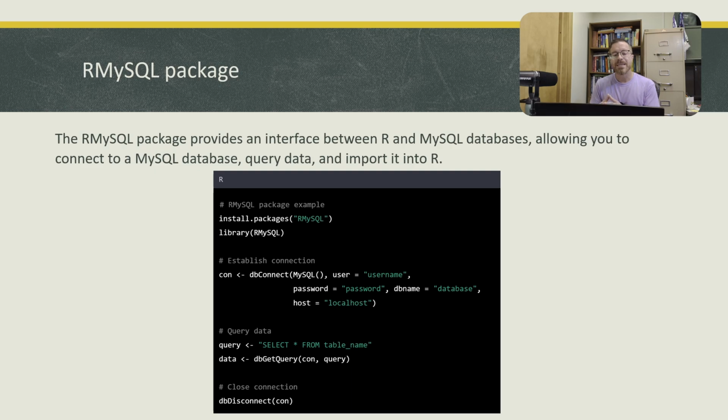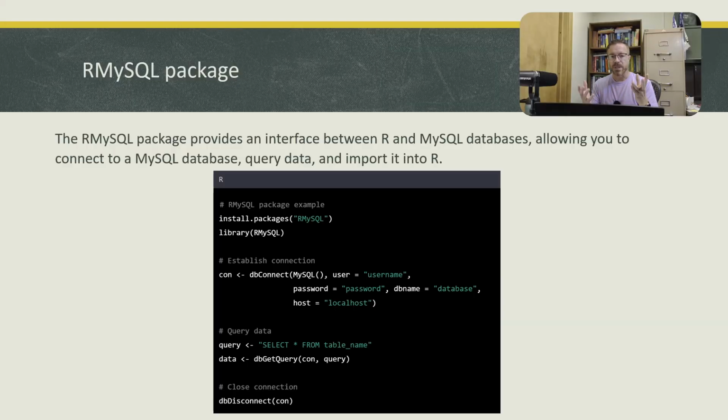Then we have the RMySQL package. The RMySQL package provides an interface between R and MySQL databases. This will allow you to connect to a MySQL database, query the data, and import it to R. Now this one is going to be a little more complicated because you're not pulling in a file like you would with the other imports we've looked at. What you're actually doing is connecting to a MySQL database, meaning the data is on the database. You are then going to query the database, ask it for specific information, and that is what you will have in R. So you're not getting the entire database.